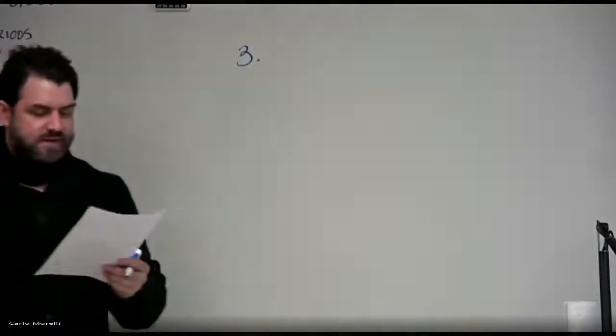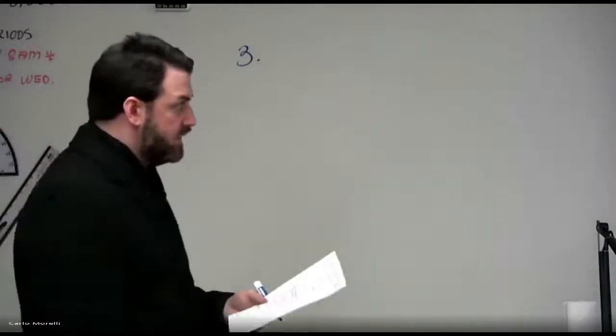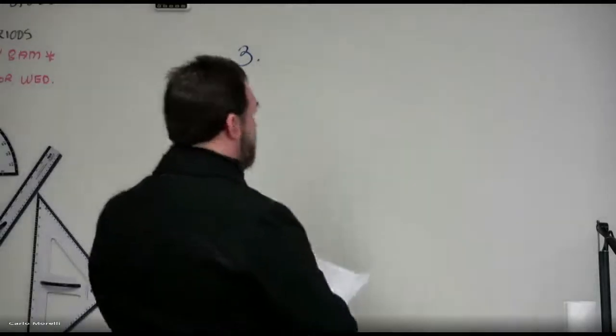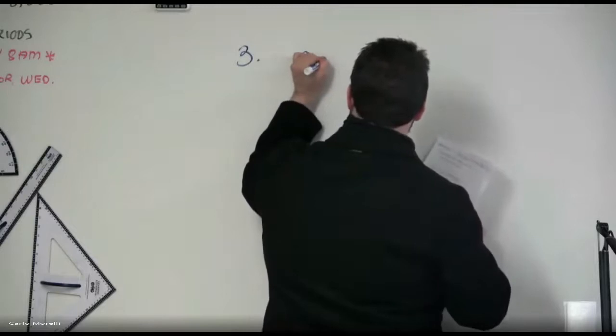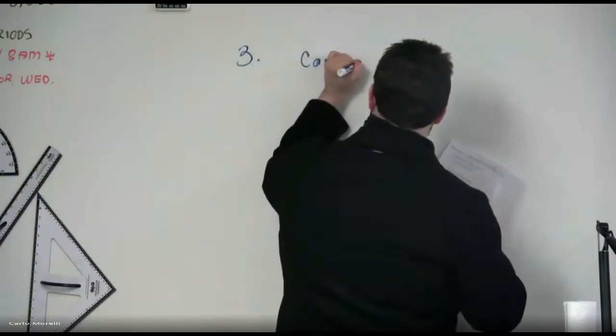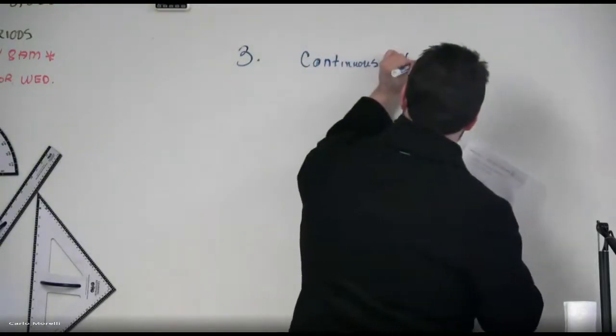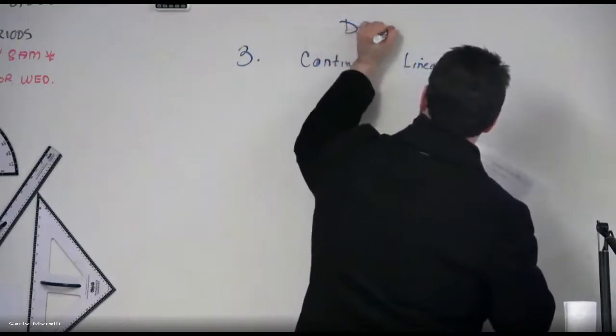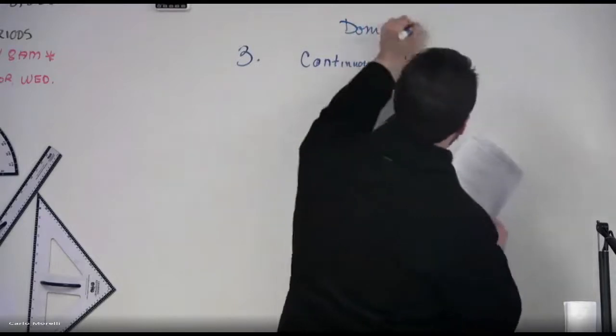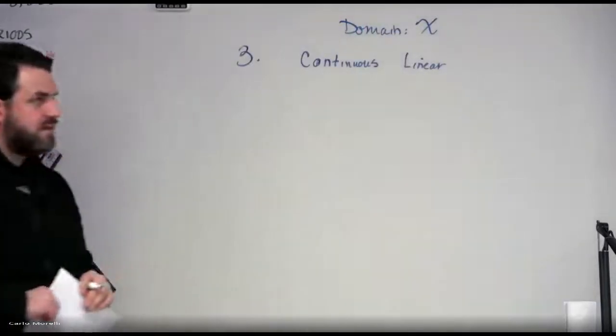It says, what is the domain of all continuous linear functions? So the 2 words that are important here are continuous and linear. Obviously, domain is super important. Okay, so let's just outline what we got. Domain is x.